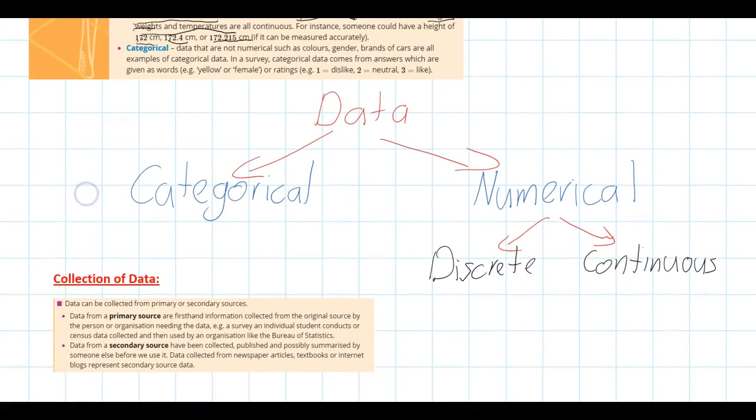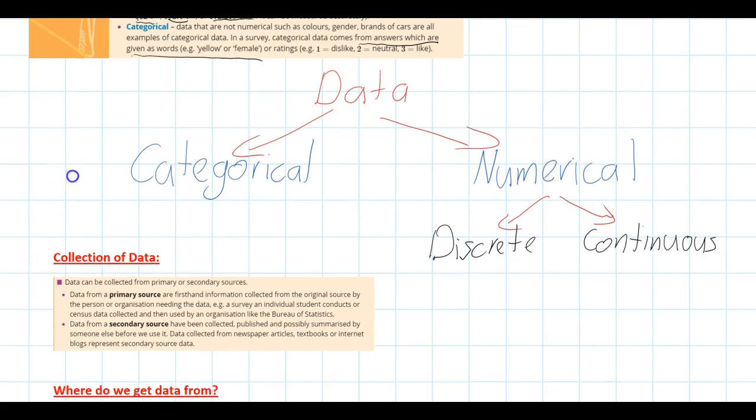The other category that we can put it into is categorical. Categorical data is data that is not numerical, so it can be things such as your favorite color, gender, brand of cars, which are all examples of categorical data. And also in a survey, categorical data comes from answers which are given as words. Okay, so think of it as numerical are numbers, categorical, the answer is words.